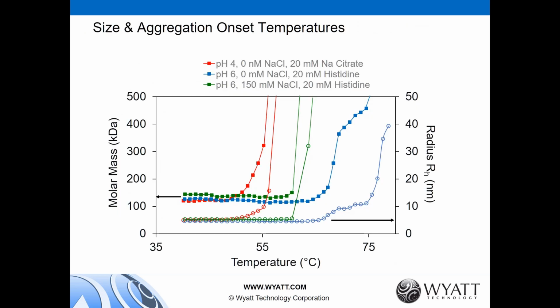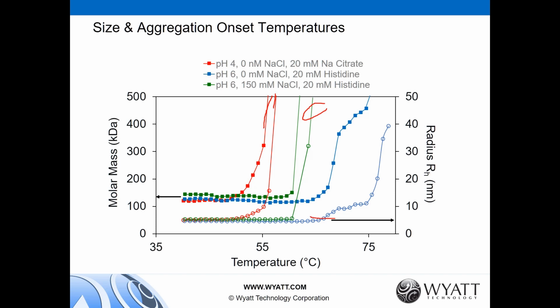Here's a measurement we did of an IgG in 3 different formulations, looking simultaneously at changes in molecular weight and radius. And so the red plots correspond to the same condition. So at pH 4, we can see that the molecular weight goes off the chart at about 55 degrees, and then the RH goes off the chart a little bit later. And similar for pH 6 with 150 millimolar sodium chloride. And then something different is happening in histidine.